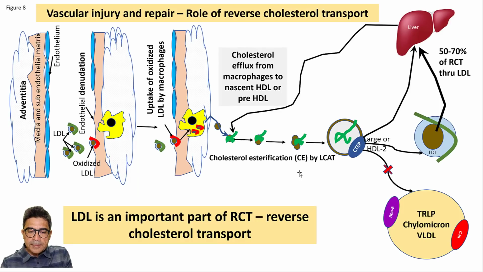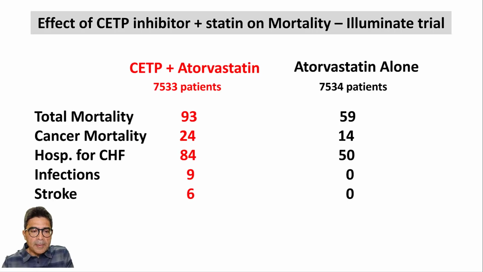So what happened in this trial? What happened was that the administration of this drug, this Illuminate trial, by the way, was stopped early because of increased mortality. There was an increase in death. There was an increase in cancer mortality. There was an increase in infections and an increase in strokes.